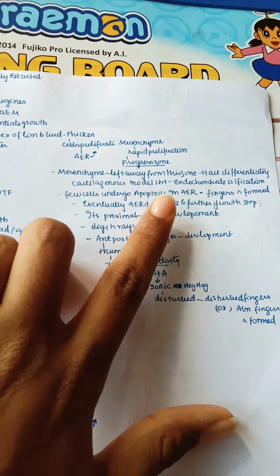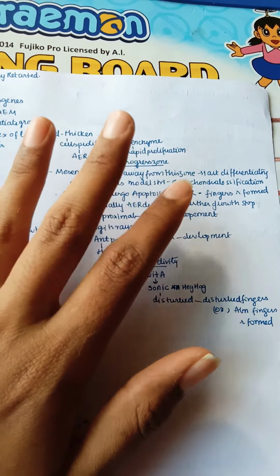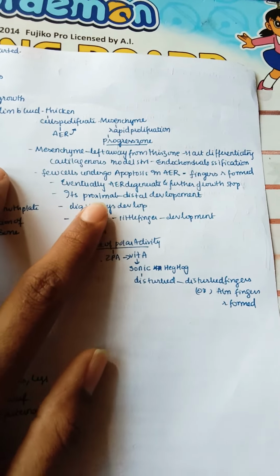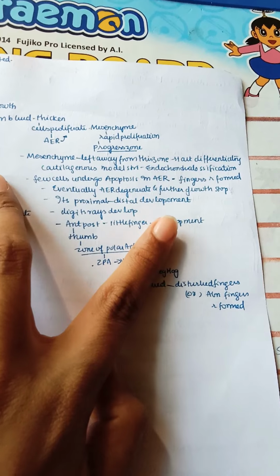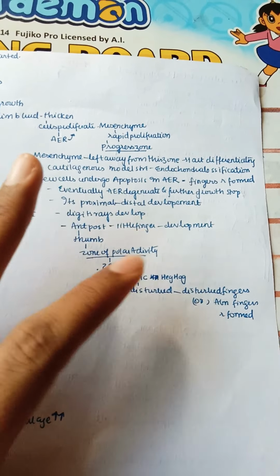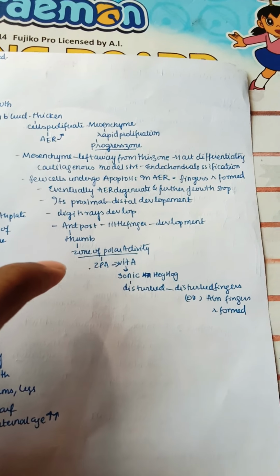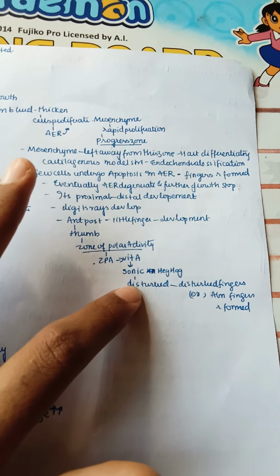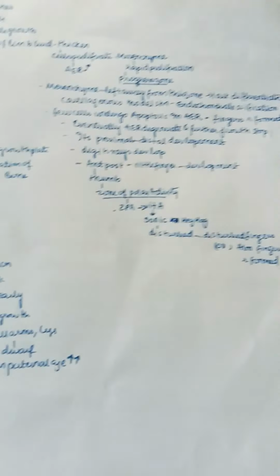A few cells undergo apoptosis in the AER, and then the fingers are formed. In between fingers, a web structure is formed mainly. They are not webbed like this, they are open, because some of the cells in between undergo apoptosis and die. So eventually the AER degenerates and further growth will stop. So it is proximal-distal development. The digit rays develop anterior to posterior, little finger development and thumb development. The zone of polarizing activity is present in thumb development; ZPA is activated by vitamin A, and it is sonic hedgehog which is activated. So if it is disturbed, it leads to abnormal fingers being formed.